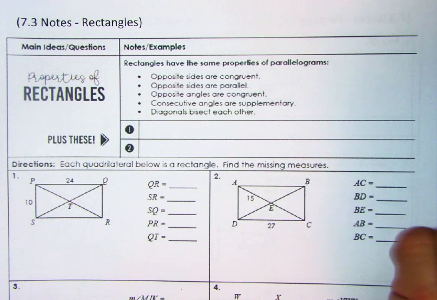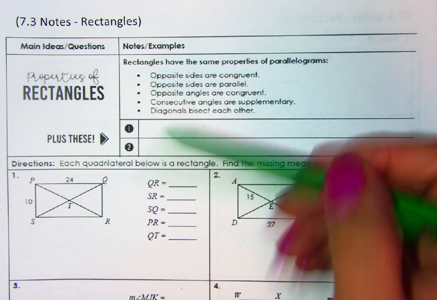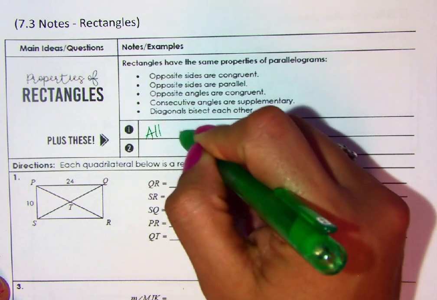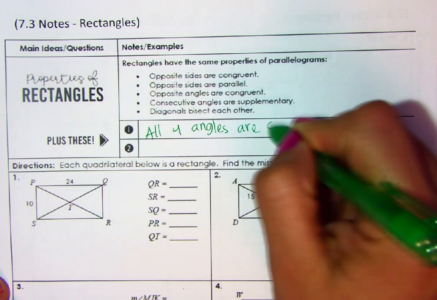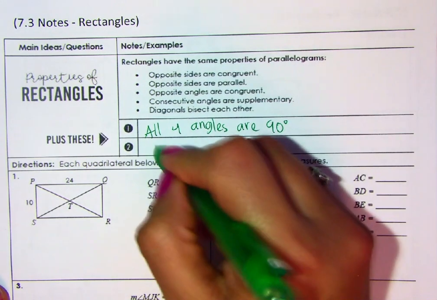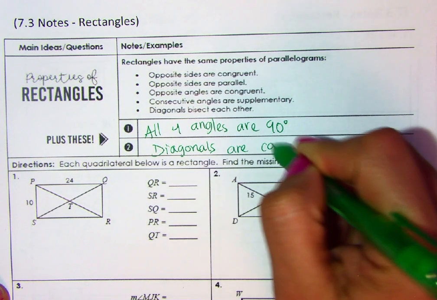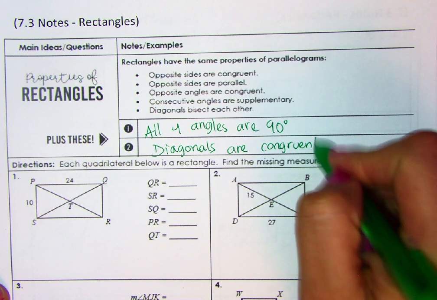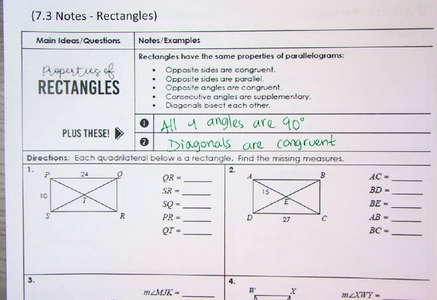Rectangles are part of the family of parallelograms, so all the other properties of parallelograms apply to rectangles, along with two additional new properties. One is that all four angles of the rectangle are 90 degrees. And also the diagonals are congruent. So besides the diagonals bisecting each other, the diagonals are also congruent, and that creates four equal parts. As we answer these, you want to just apply these properties to help you find the unknowns.